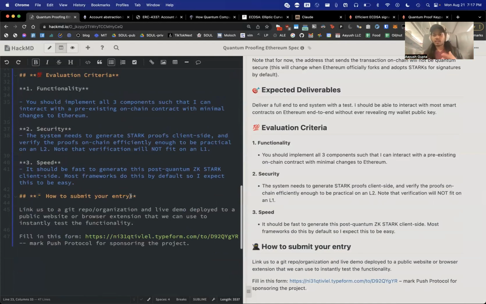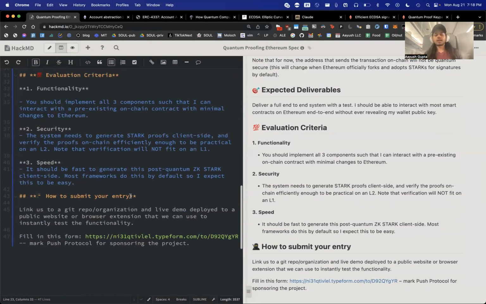The main things that I think will be interesting here are, first, functionality: a simple demo where I can make a simple transaction and it sends via a Stark proof with account abstraction on chain. Number two, security. All these proofs need to be generated client side. It defeats the purpose if it's generated on the server, because then the server knows my public key and therefore my private key via a quantum computer.